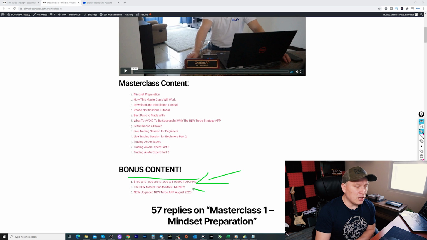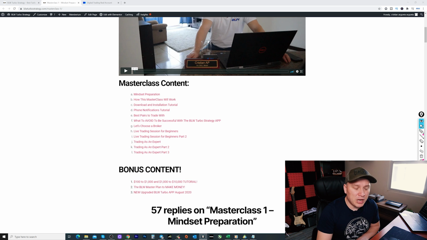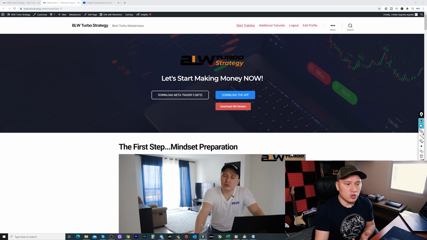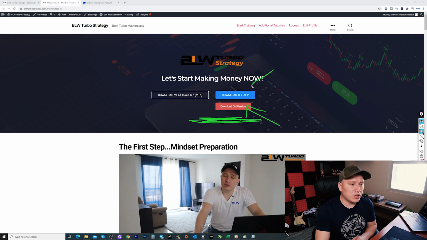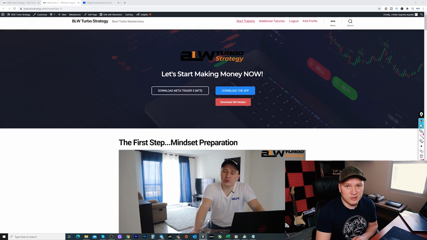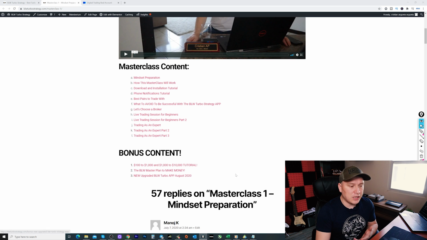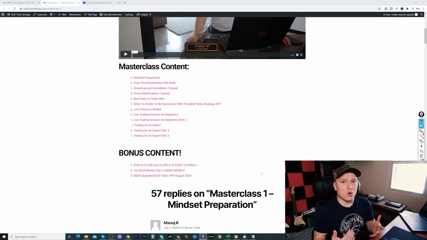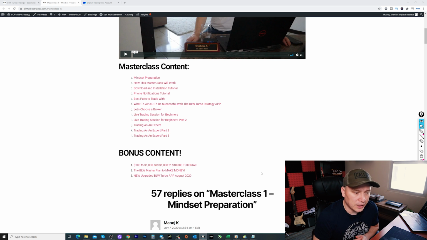Then I give you a new BLW master plan, and I do also have the upgraded version in August 2020. Now, many people prefer the old version, so if you do, I actually added this small button that says download old version, so you can download the old version here, or you can download the upgraded version here. Both are good, and both are actually explained, because if you take this training, then in the last lesson, you're going to understand why I upgraded it, how it works when you use the upgraded version, and so on.